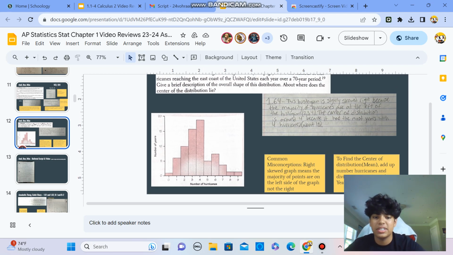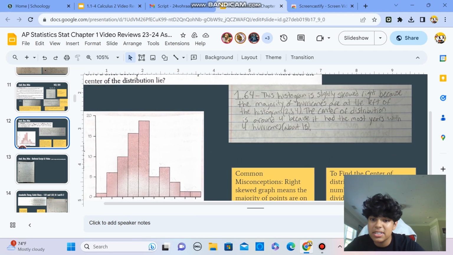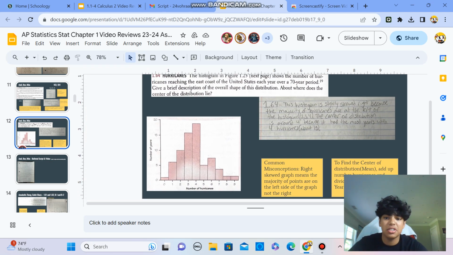And then the second part is where the center is, and this again is pretty self-explanatory. The center of this distribution is around 4 because, as the description says, it has the most years with 4 hurricanes. And so even if we just calculated the median really quickly and we go from both the left and right and kind of go up like this, you will see that it ends up at 4, right? And if we wanted to calculate the mean instead of the median, we could add up each number of the hurricanes and then divide by the total number, right? And so it's all relatively simple. I think you guys should understand this.